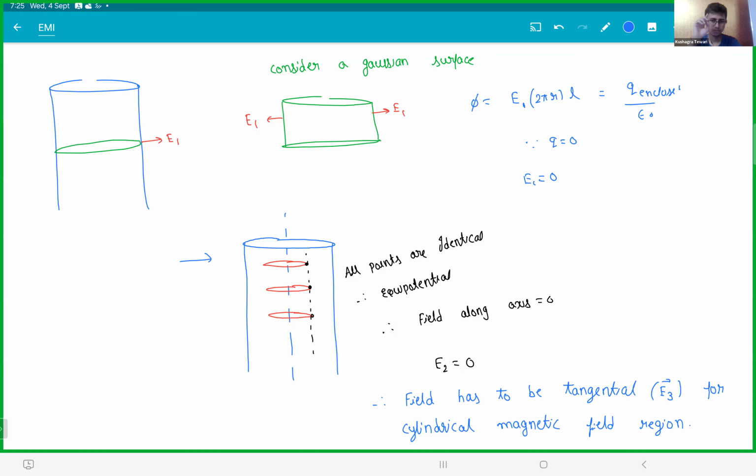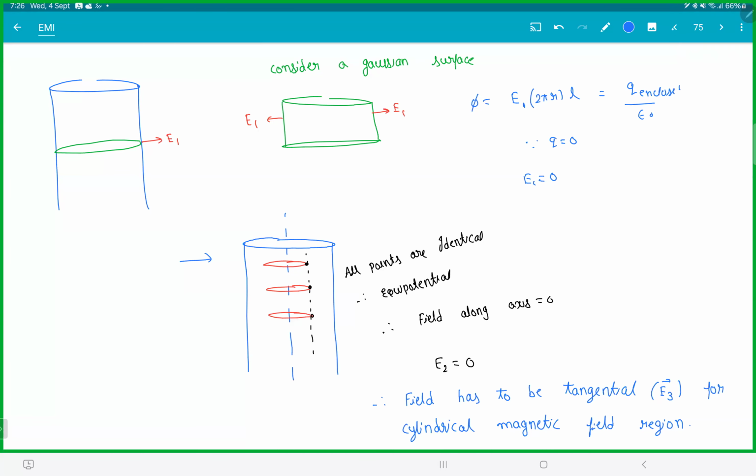So, Kush, is there any way to say why along the loop it should exist? Like, we proved that E2 and E3 don't exist, and that's why it has to exist in that direction. Can we say it indirectly?